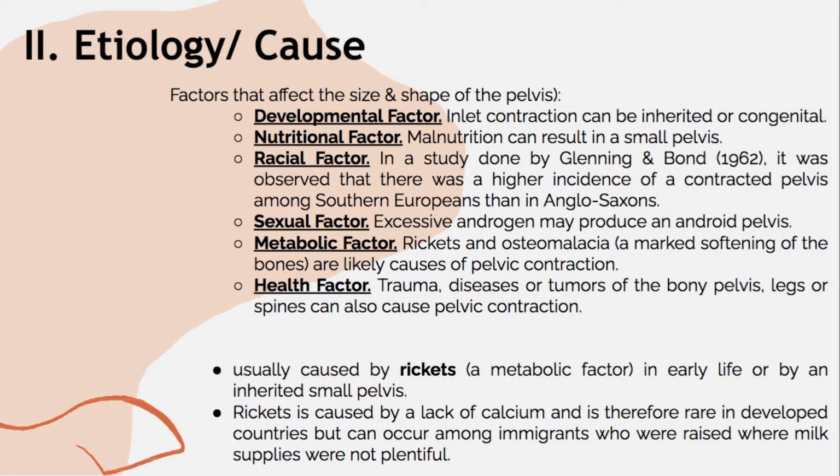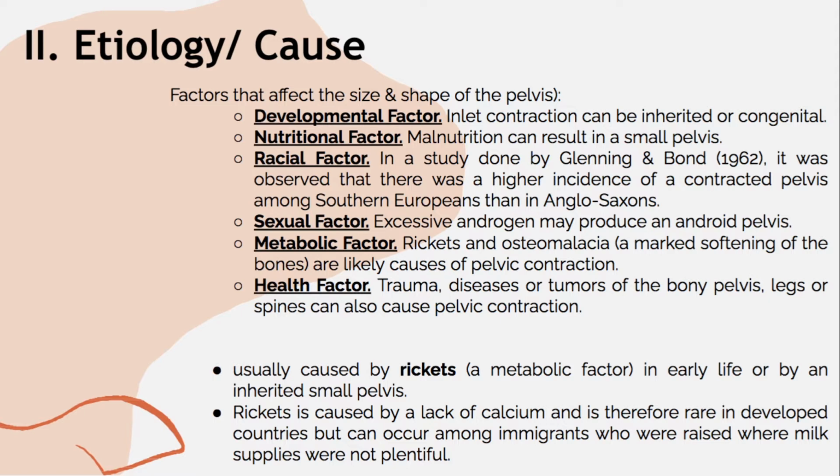To first understand the etiology or cause of inlet contraction, we must first understand that there are multiple factors that affect the size and shape of the pelvis, such as developmental factor, nutritional factor, racial factor, sexual factor, metabolic factor, and health factor. Inlet contraction can be inherited or congenital. Malnutrition can result in a small pelvis. And in a study done by Glenning and Bond, it was observed that there was a higher incidence of a contracted pelvis among Southern Europeans than in Anglo-Saxons.